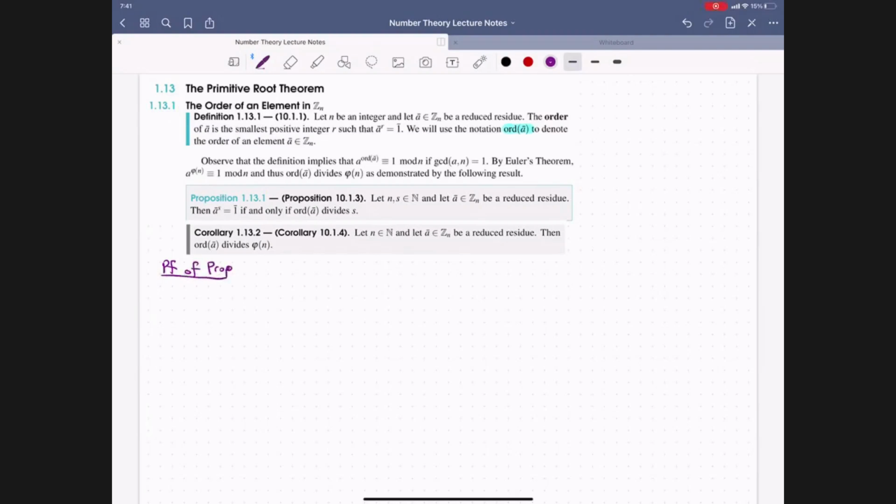Just to make things simple, let's go ahead and let m be the order of a bar. So we're going to do the forward direction. Assume that a to the s is equal to 1 bar. What we are going to do now is apply the division theorem to both s and m.